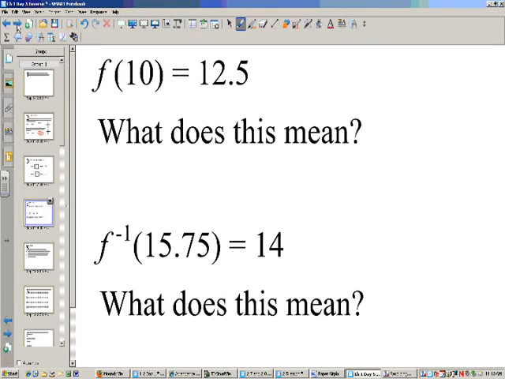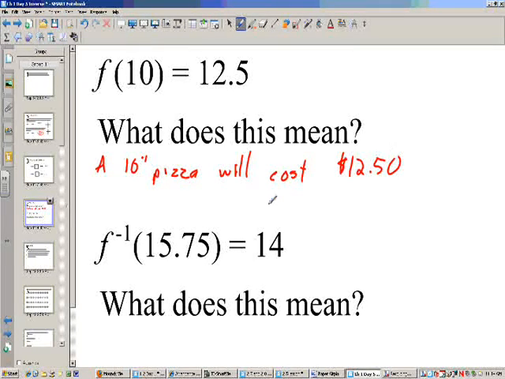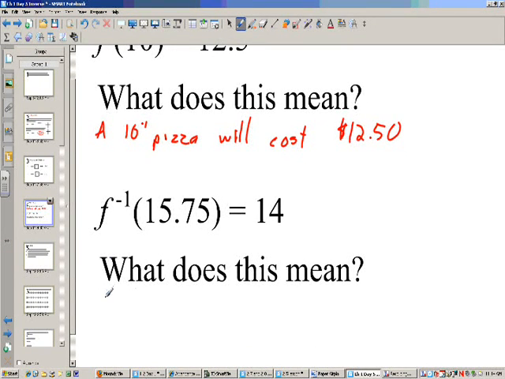Now, as x uses f to get to f of x, we use f inverse to return back to the original x. So in the previous situation, what does f of 10 equals 12.5 mean? It means a 10-inch pizza will cost $12.50. Now f inverse of 15.75 equals 14 means $15.75 can buy a 14-inch pizza.